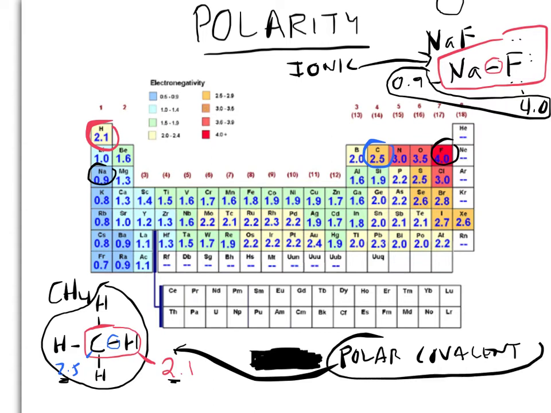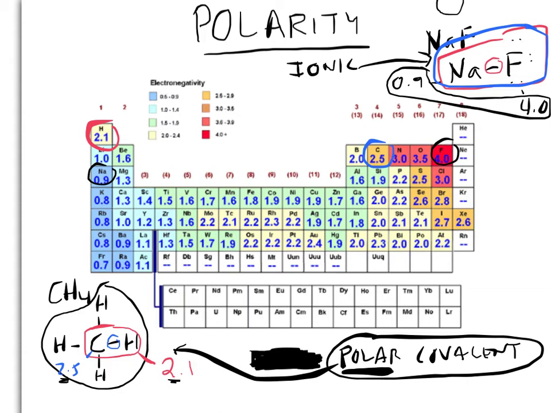When we say polar, a polar bond, or if we're talking about polarity, it is an uneven distribution of electrical charge. So that's the definition you need to know for polar and polarity. Because in this bond, what we have is an uneven distribution. The carbon has more of the electronic charge on it than the hydrogen does. Whereas up in this molecule, the fluorine has more of the electronic charge on it than the sodium does.